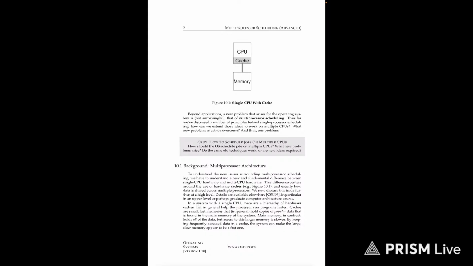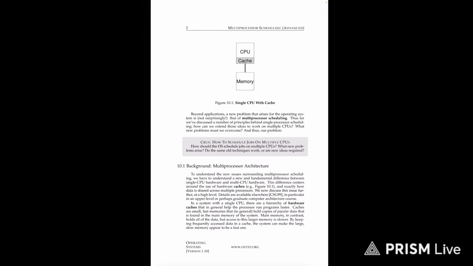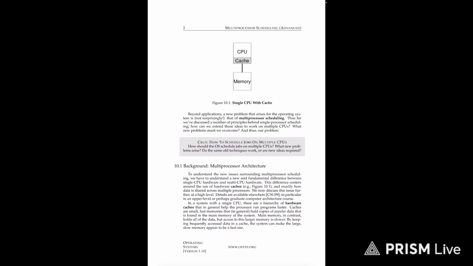The differences center around the use of hardware cache. So this is the figure we are talking about. This is for the single CPU, which we can see at the top here, and exactly how data is shared across the multiple processors. We have now discussed this issue at a higher level. Details are available elsewhere, in particular the upper level or perhaps graduate architecture course.